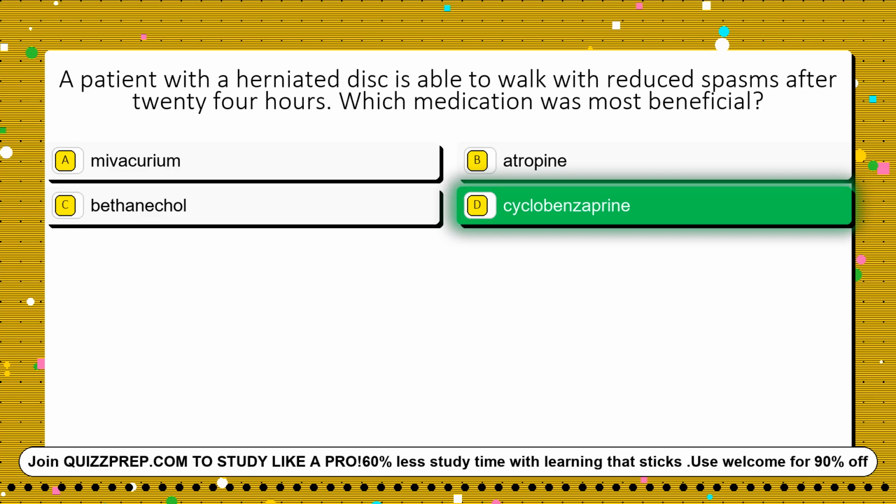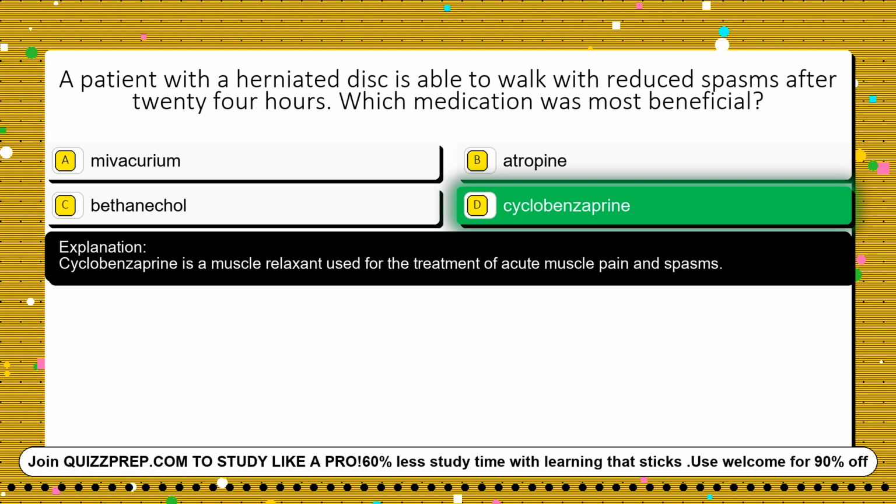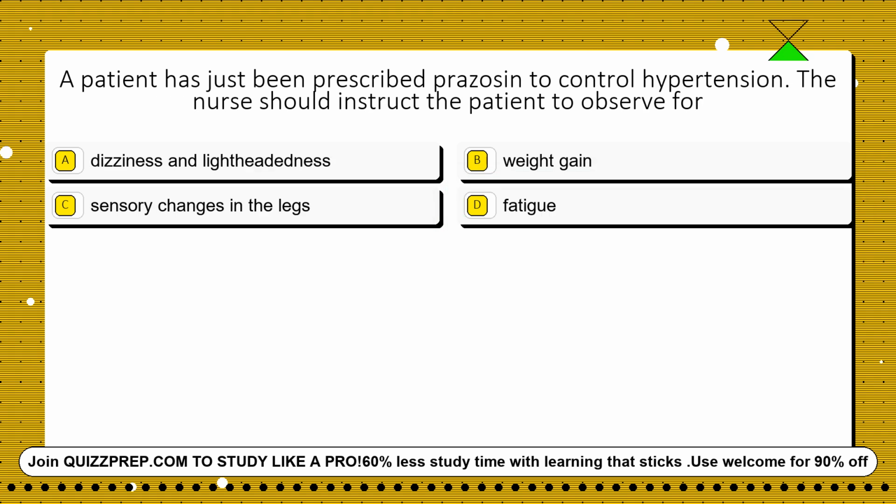The correct answer is option D, Cyclobenzaprine. Cyclobenzaprine is a muscle relaxant used for the treatment of acute muscle pain and spasms. Question 41. A patient has just been prescribed prazosin to control hypertension. The nurse should instruct the patient to observe for: option A, dizziness and lightheadedness. Option B, weight gain. Option C, sensory changes in the legs. Option D, fatigue.